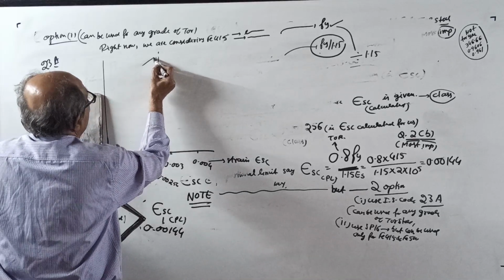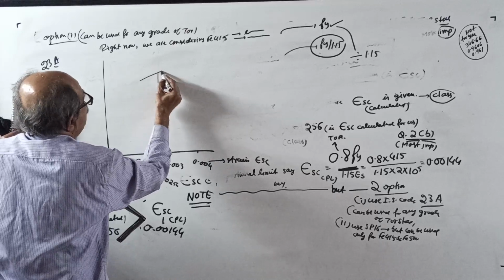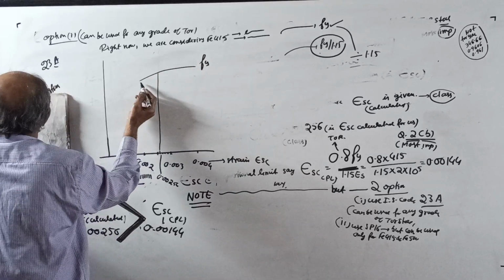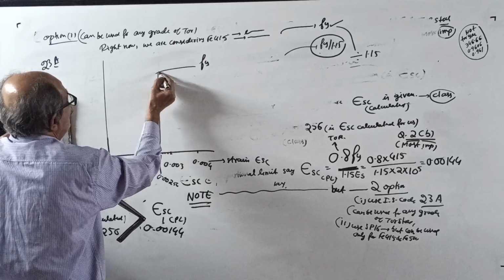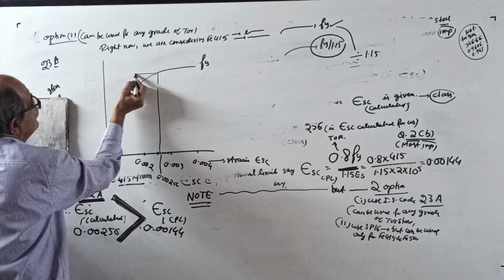It will go something like this. Okay. Then a little down. Okay. This is what the Fy curve is. You should not use it. Okay, no problem.